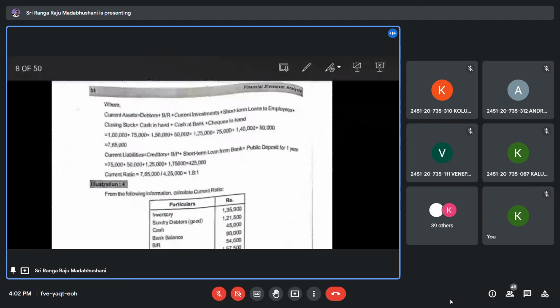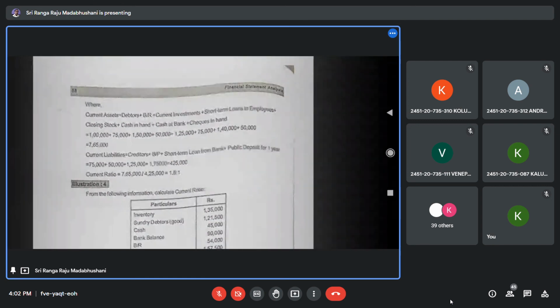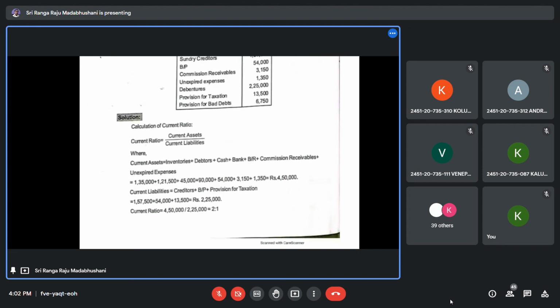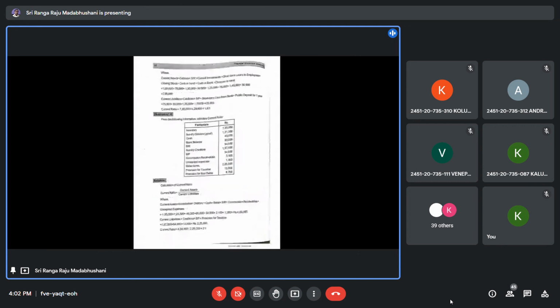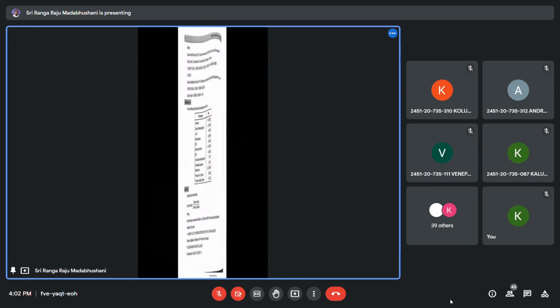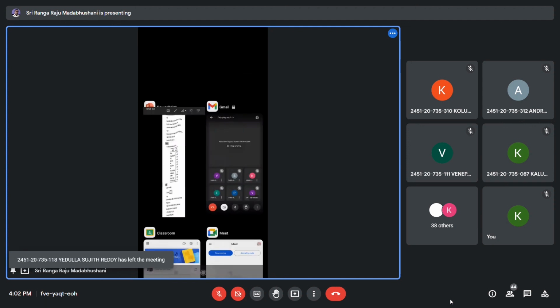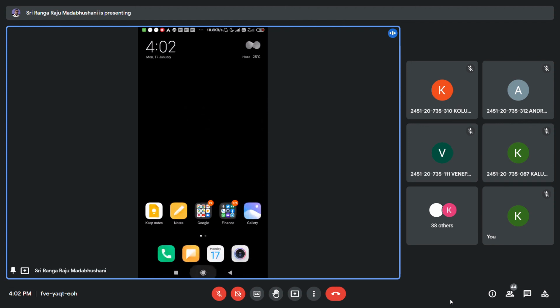Any doubt? Is it clear? It's very easy. You just have to remember what the current assets are and what the current liabilities are. All this material I have posted on my blog. Just go through it. If you have any further doubts, then in the next class you may put a message. I will update if you want anything more than that.